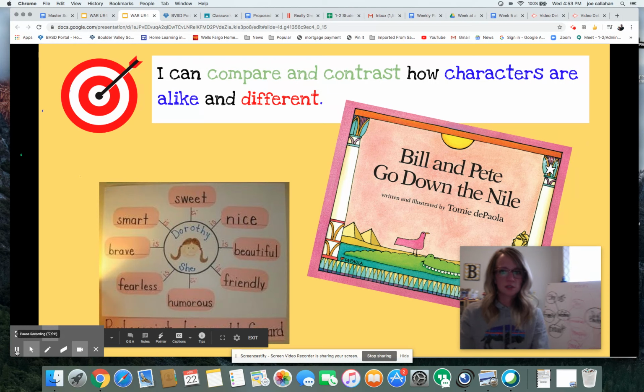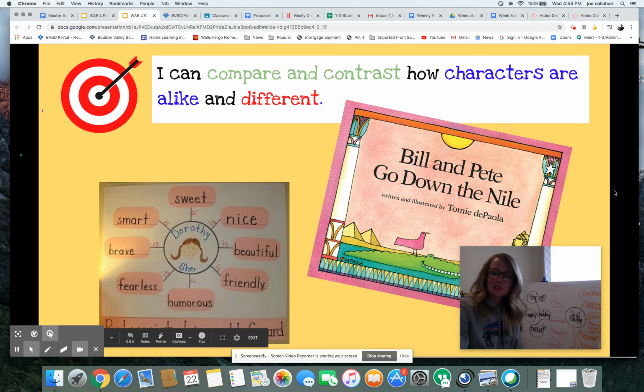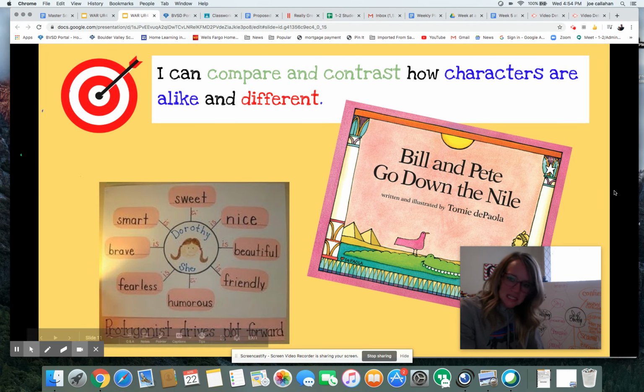Okay, how did we do on our target today? I can compare and contrast how characters are alike and different. I see quite a few differences and quite a few similarities or things that are alike, just like our two markers. Similarities, differences. Alike, different. Compare, contrast. Nicely done. Did you know it takes 70 times using a new word like contrast? 70 times using it, saying it, reading it, writing it for it to stick in your brain. There's a fun fact for you.